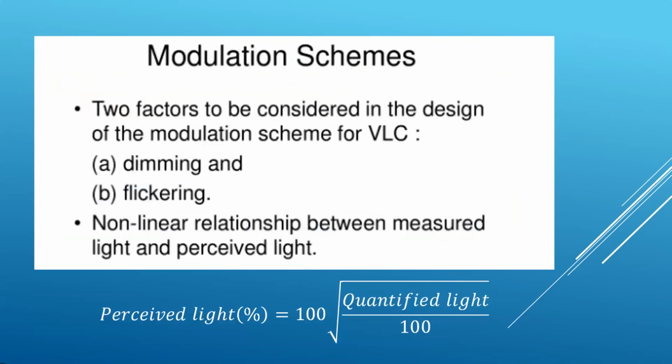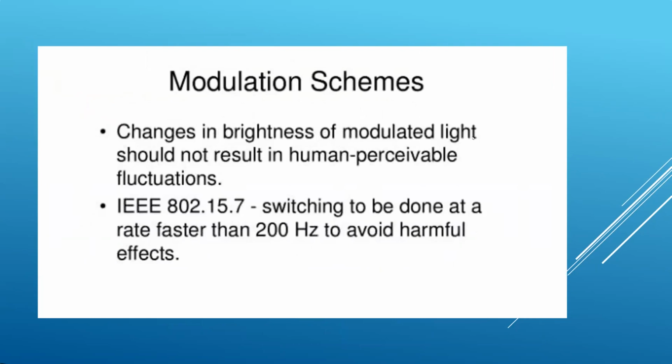So this is the modulation scheme which will be used here. There are two main factors in modulation schemes, dimming and flickering. The non-linear relationship between measured light and perceived light is mentioned here. There are also other modulation schemes which will be used. Flickering is mainly a change in the brightness of the modulated light, which should not result in human perceptible fluctuation. This is per IEEE standard 802.15.7. The switching must be done at a rate faster than 200 Hz to avoid harmful effects. Next slide, madam.